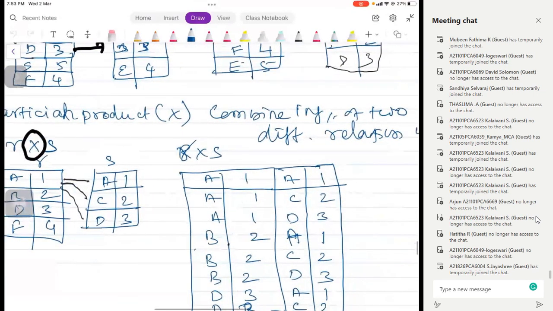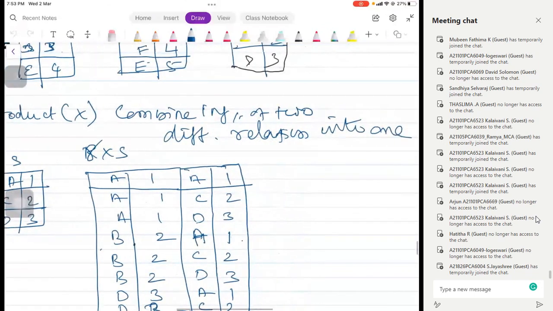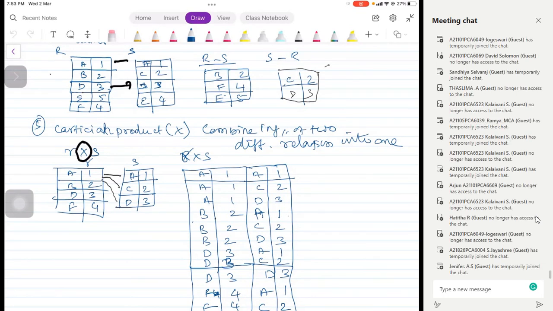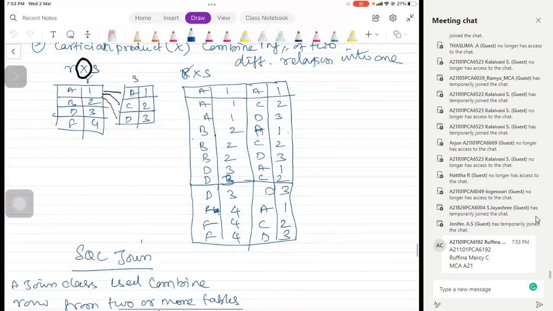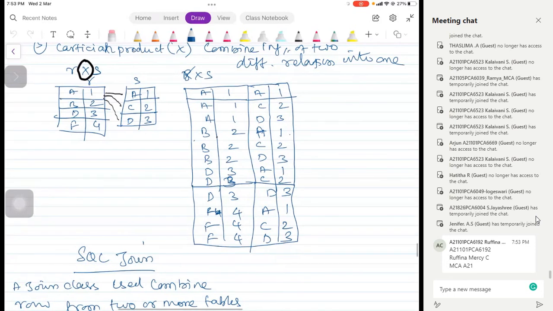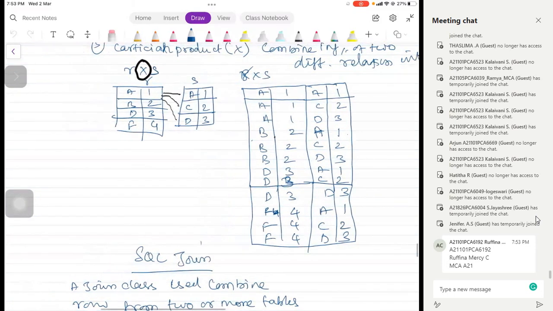Next, Cartesian product. Cartesian product means combining the two different relations into one relation. It is like a product. Look at the product here: R relation and S relation. 1 to many, A1 A1 C2 B A1 D3 B2 A1 B2 C2 B2 C D3. Like this, you should form the product relation. These are all the Cartesian product operation.